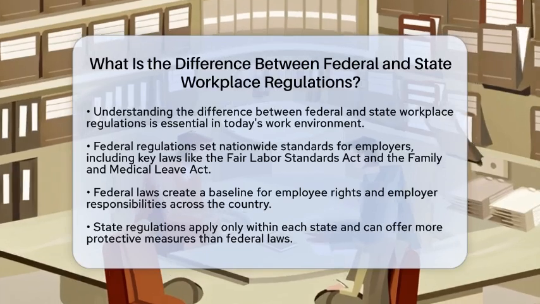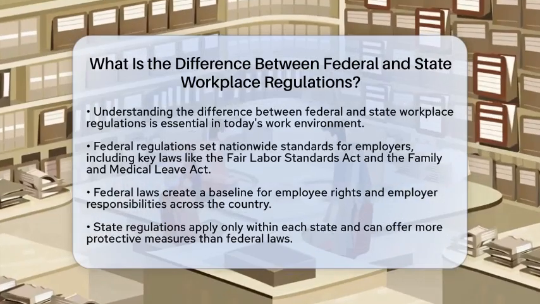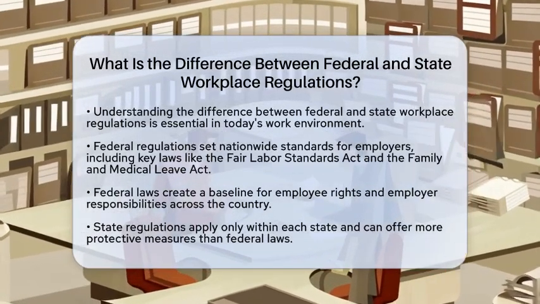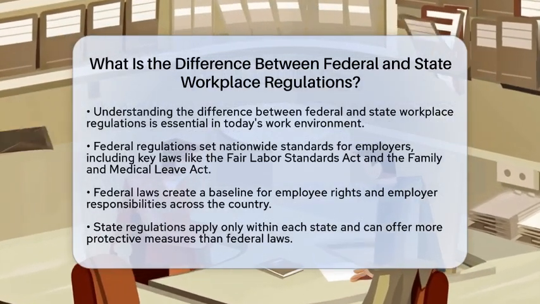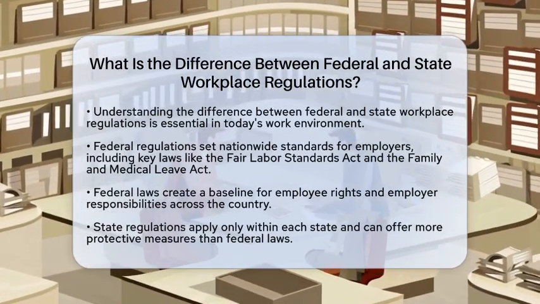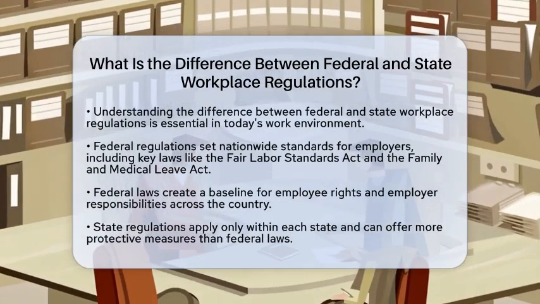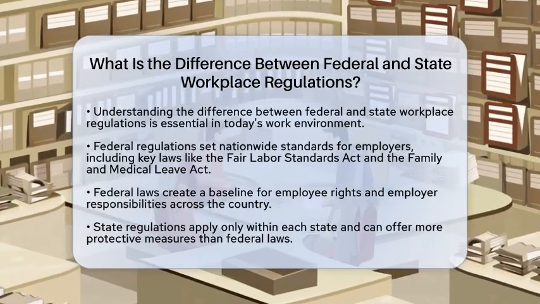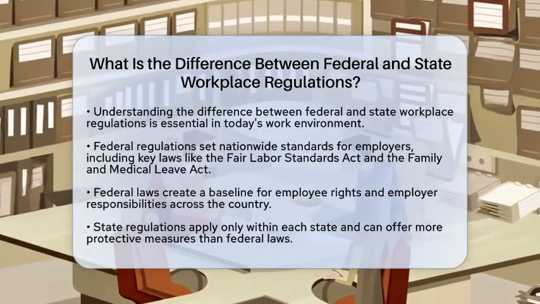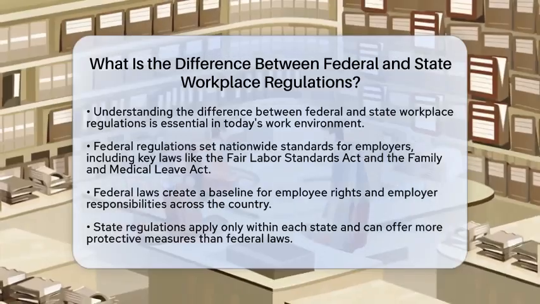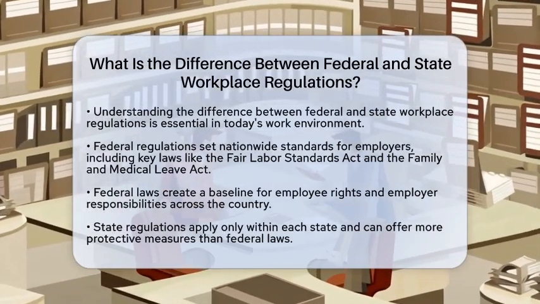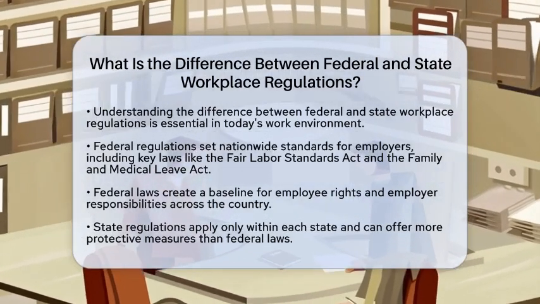Federal regulations set nationwide standards that all employers must follow. This includes laws such as the Fair Labor Standards Act, the Family and Medical Leave Act, the Occupational Safety and Health Act, and equal employment opportunity laws. These laws create a baseline for employee rights and employer obligations across the country.